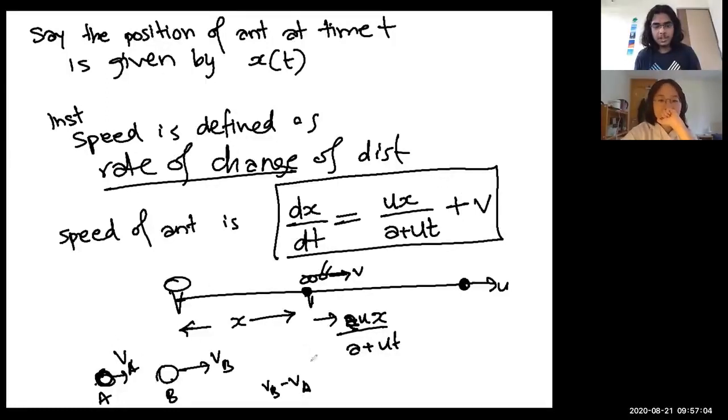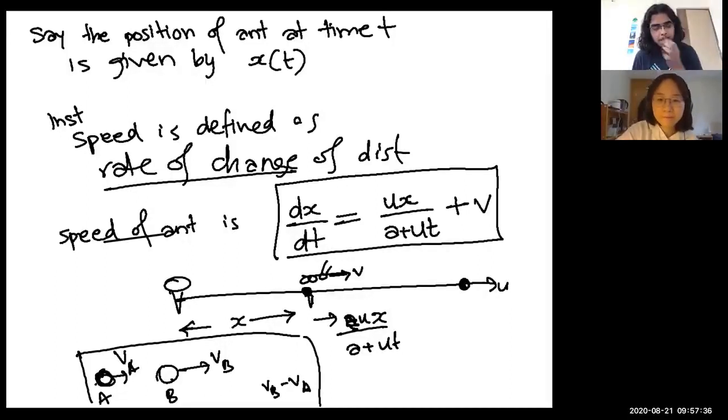In the actual exam, you don't need to explain this stuff. This is just for your reference. But in the exam, you could just say the speed of the ant is speed of the point plus speed of the ant with respect to the point, and that is equal to ux over a plus ut plus v. And this is the differential equation that the ant follows. So if everyone's followed that, could you just type a yes in the chat? If you have any doubts, feel free to type. If I'm going too fast, you can say that as well. Yes, that's fine. Thank you.